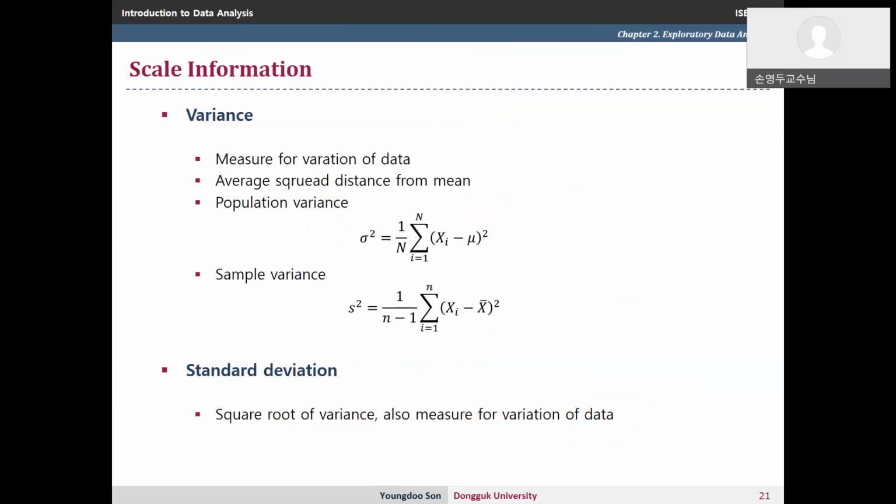Another scale, the representative values of the scale information, are variance and standard deviation. Very famous, and I think all of you already know the variance and standard deviation. The variance is also a measure for the variation of data: the average squared distance from the mean. So population variance is the average squared distance from the mean, and sample variance is also the average squared distance from the mean. However, here it is n minus 1 rather than n.